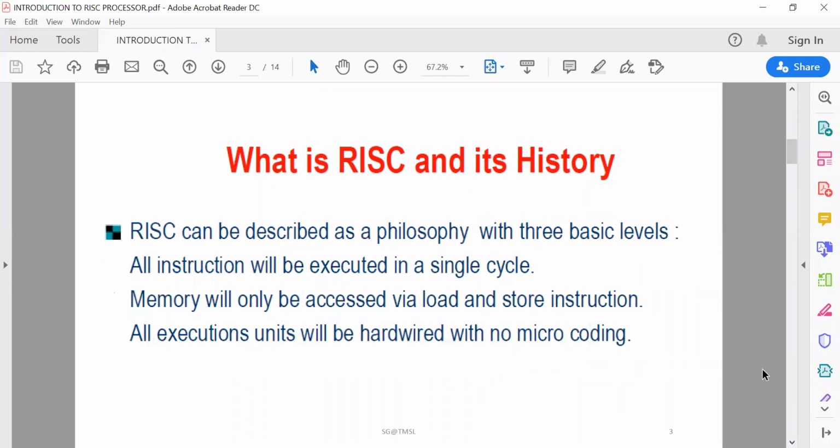Basically, RISC can be described as a philosophy of three basic levels. First, all instructions will be executed in a single cycle. Second, memory will only be accessed via load and store instructions. And third, all execution units will be hardware with no microcoding. Basically, hardware is assembled to execute very simple instructions, not complex instructions.